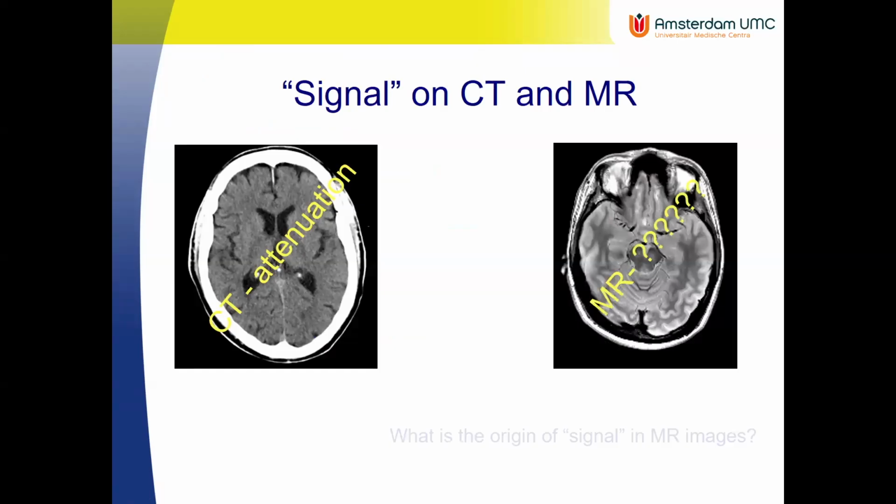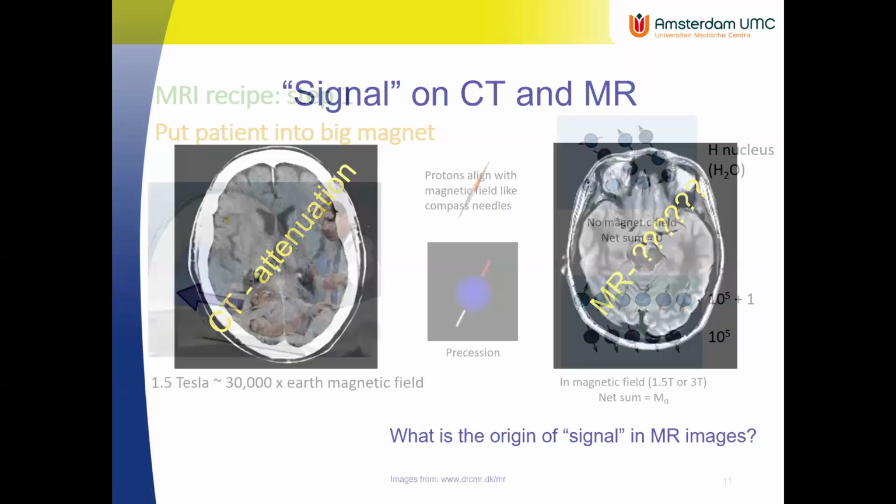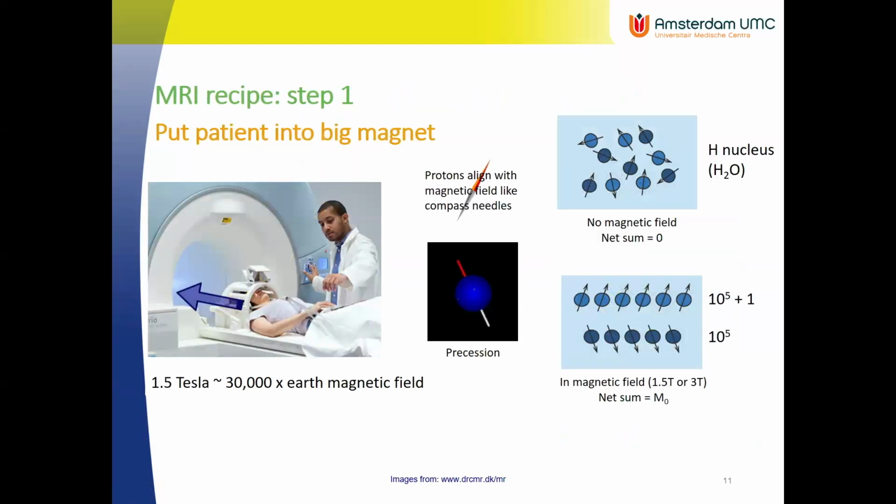So, what actually is signal? What is the gray value? What does it mean on MR images? On CT we know that we talk about attenuation or absorption of X-rays. But for MR we do not really know. And where does it come from? What's the origin of the signal in MR images? So let's have a short look at that.